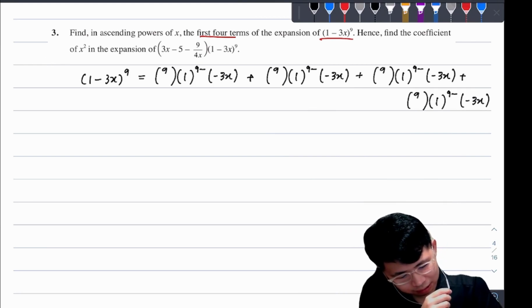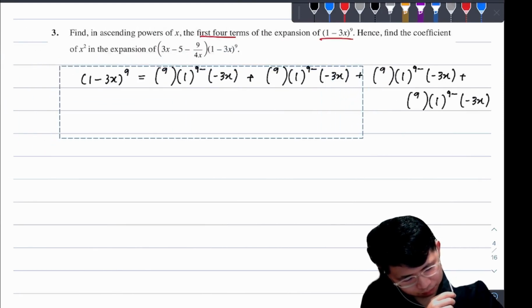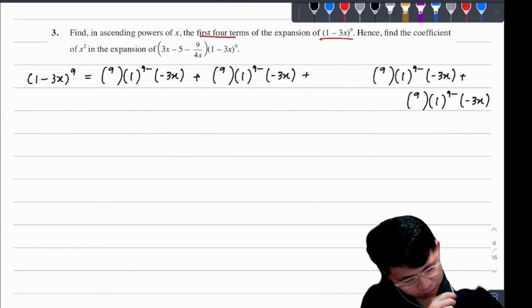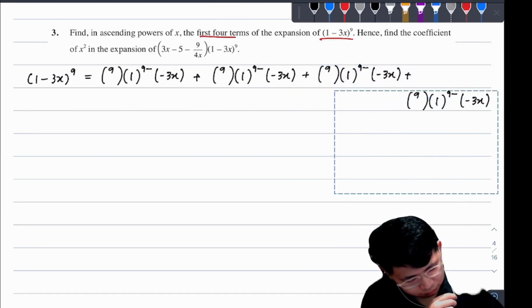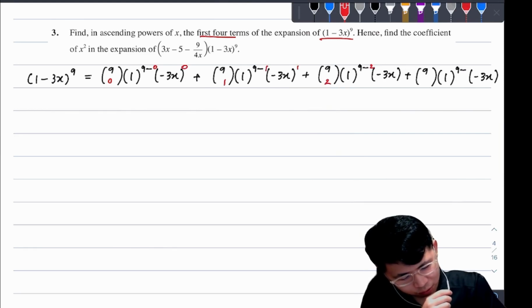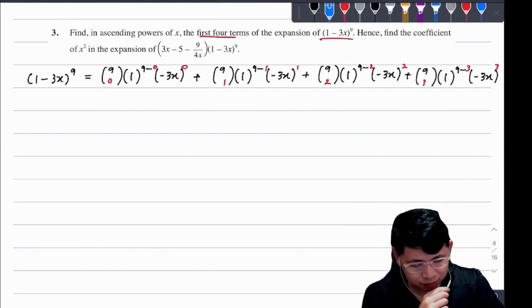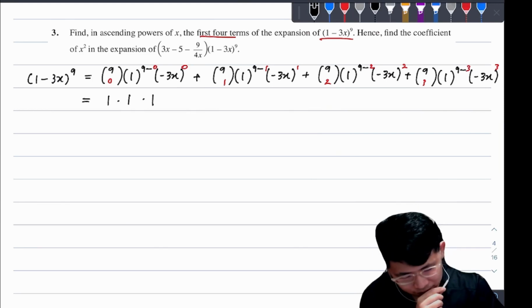Okay, so let's put the power in. So this will be 0, this is 1. So you just need to see that it's actually a rolling thing going on. And choose 3, 3, 3, just like that. Very simple. Okay, so then 9 choose 0 is 1. 1 to the power anything is 1. Negative 3x to the power 0 is 1. Just like that.